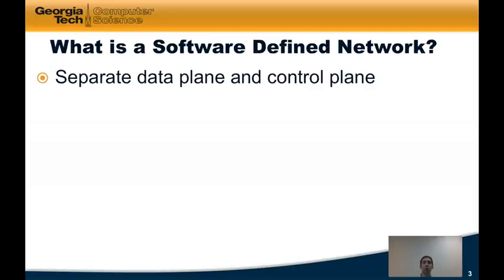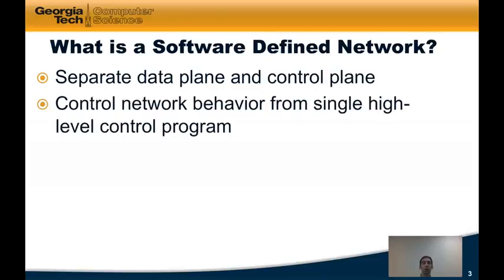So first of all, what is a software-defined network? Fundamentally, a software-defined network is a type of network architecture that separates the network data plane, that is the network devices that forward traffic, from the control plane, that is the software logic that controls ultimately how traffic is forwarded through the network. The separation of the network's data plane and control plane allows a network operator to control network behavior from a single high-level control program.